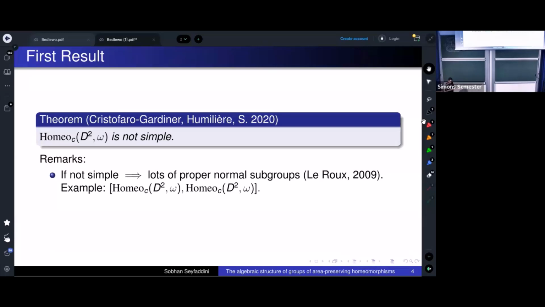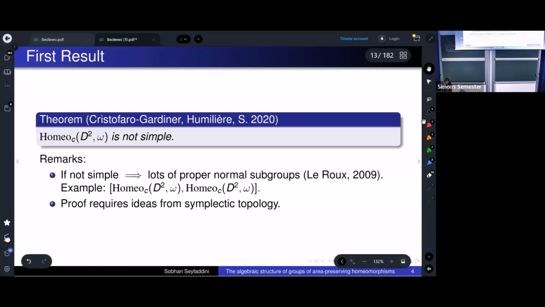This is the subgroup generated by the commutators. Now, our proof actually doesn't show this directly. We prove the group is not simple, we'll see how, and then it follows from a priori knowledge that was there from many years ago that the commutator subgroup has to be a proper normal subgroup. In fact, it's the smallest. I just wanted to give you an example of a proper one.